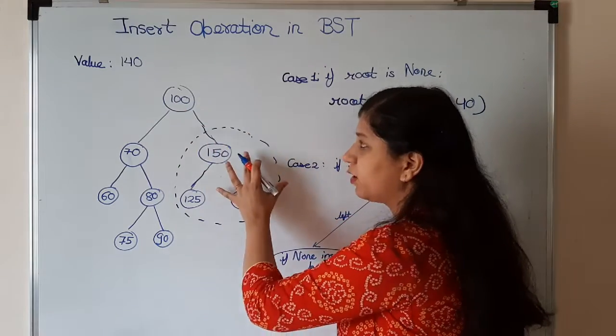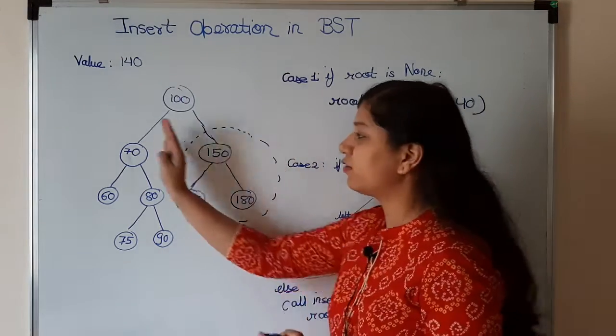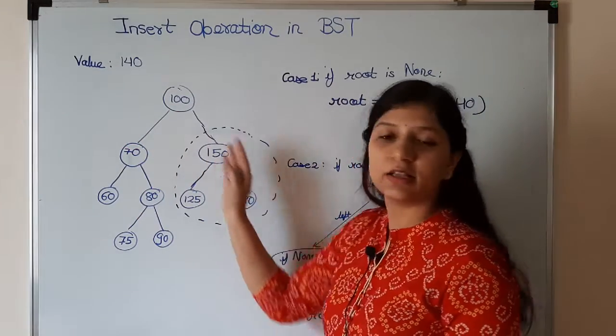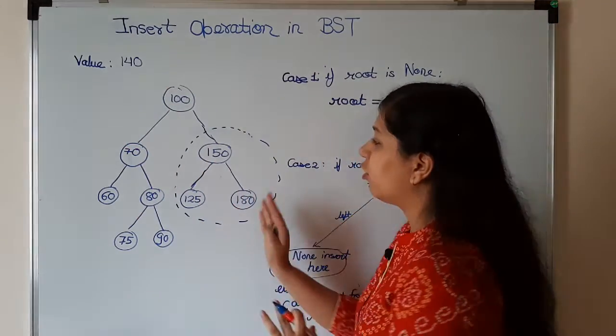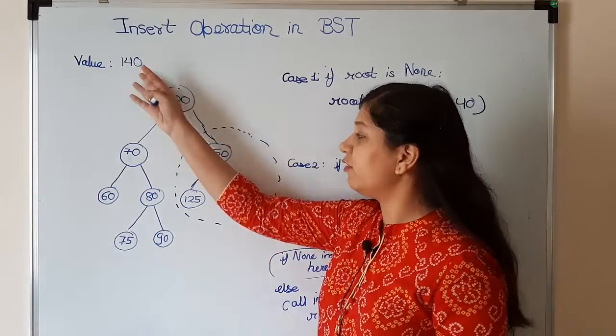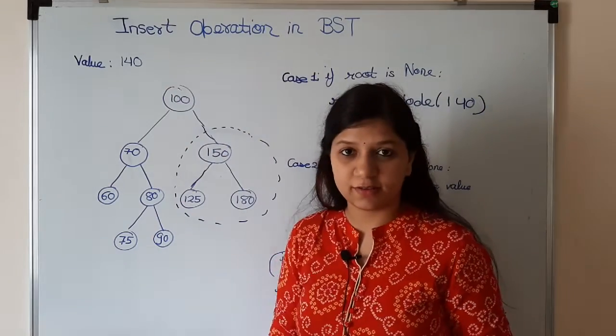Now this problem has become smaller. We need to insert 140 in this right subtree. We cannot insert it in the left, right? So we'll insert it in the right. Now we are calling the insert function again, and this time we are passing 140 but the root is 150. So we'll compare 150 and 140 this time.